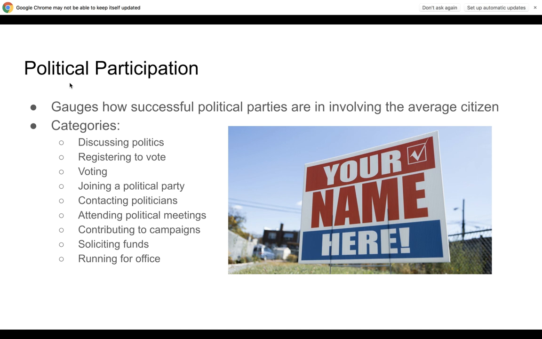Just because you register to vote doesn't mean you're going to vote. I think less than half of registered voters actually vote. So that is something that is our goal to change, right?